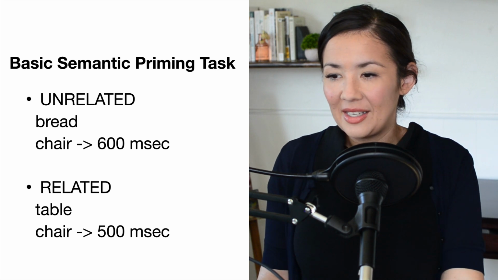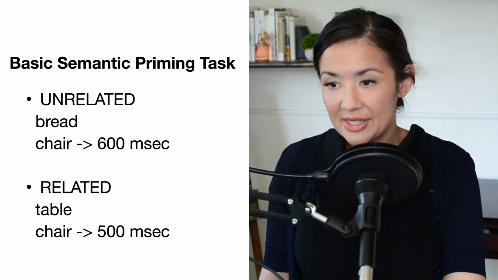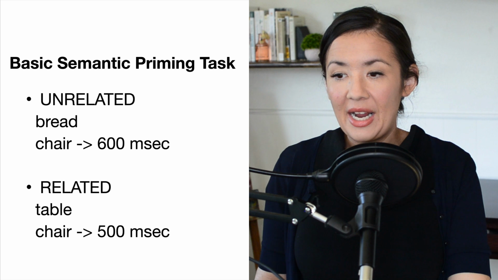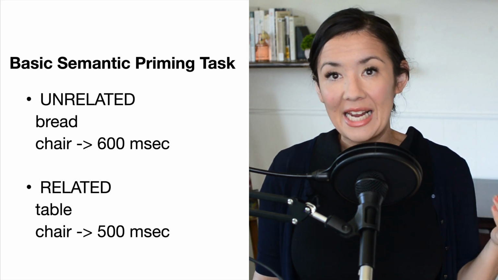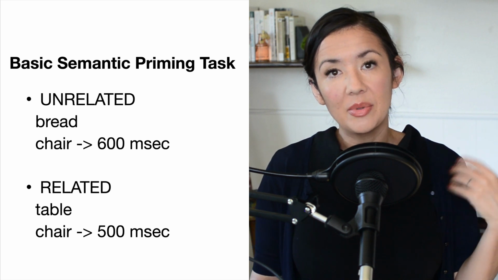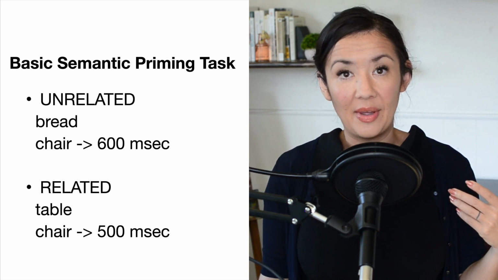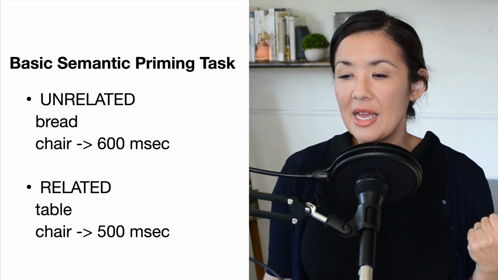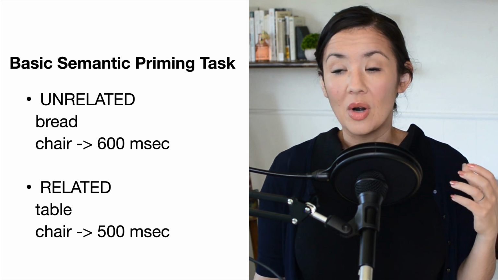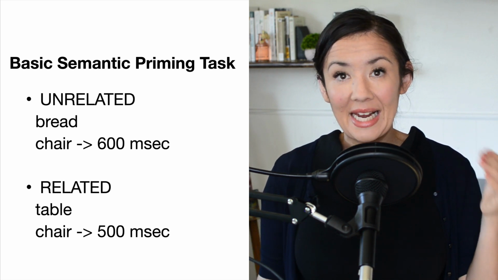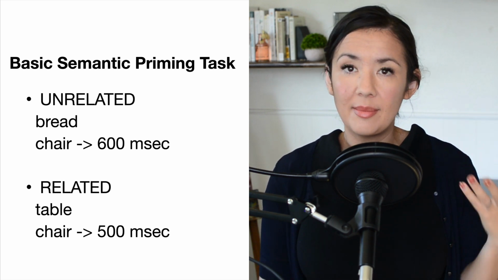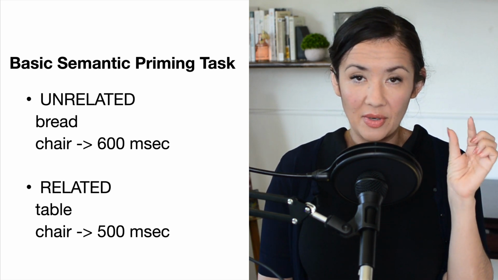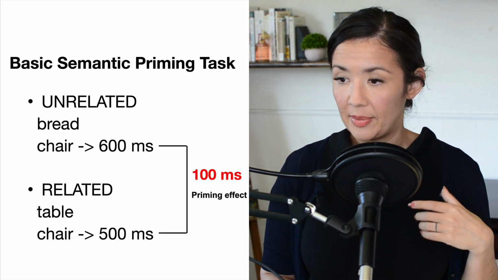Now, what is happening here is the first example where I showed you bread and chair are less related than the second example of table and chair. And when you have people do this in the laboratory, when you have them recognize these 2 words, we find that people can more quickly recognize table and chair than bread and chair. And this is on the magnitude of 100 milliseconds. So this is very, very quick processing that's happening.